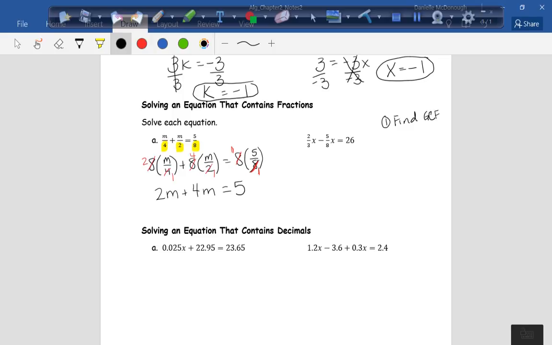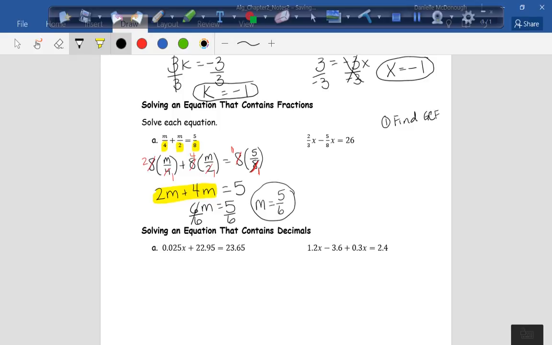So now if you notice, I don't have any more fractions. So now I can just solve this using my steps that I had before. I have some like terms on this side that I need to combine. So 2m plus 4m is 6m. And that equals 5. To solve for m, I'm going to divide by 6. So my m is going to equal 5/6. Leave it that way. Don't change it to a decimal. Okay, just leave it as 5/6.